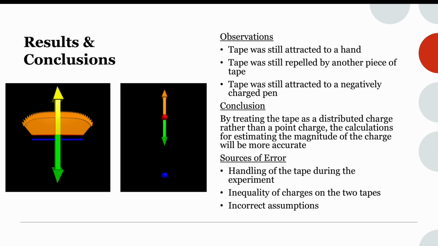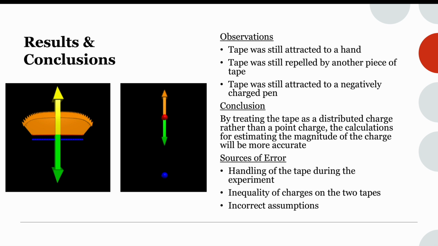So our results and conclusions were that the tape was still attracted to a hand, the tape was still repelled by another piece of tape, and the tape was still attracted to a negatively charged pin. So, in conclusion, by treating the tape as a distributed charge rather than a point charge, the calculations for estimating the magnitude of the charge will still be more accurate.